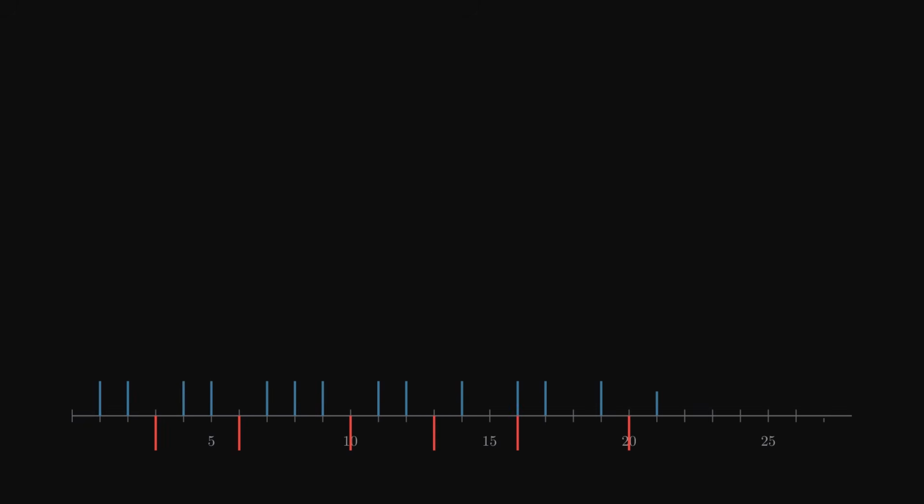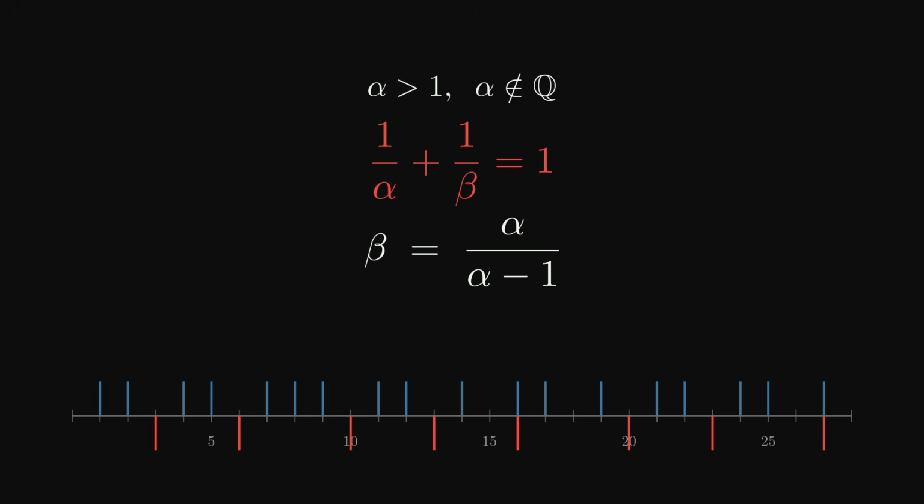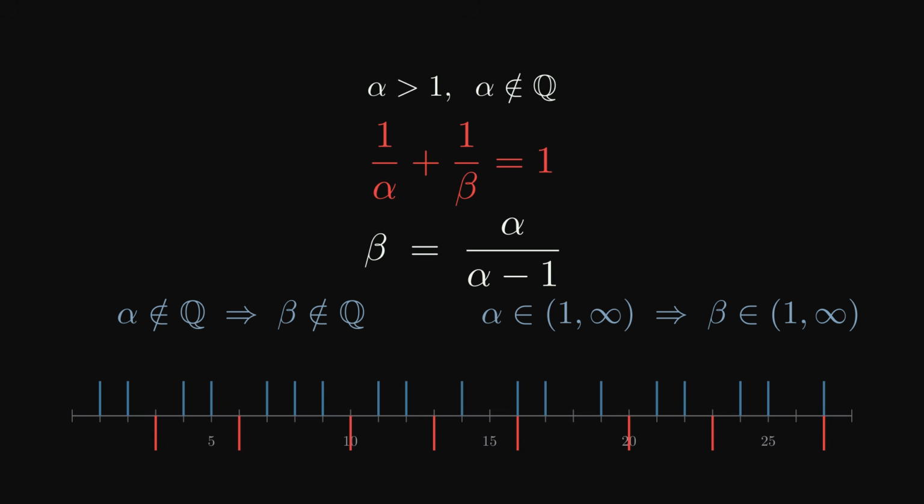Let's be precise about what's happening. Given an irrational number alpha bigger than 1, we define beta by the equation 1 over alpha plus 1 over beta equals 1. This means beta equals alpha divided by alpha minus 1. If alpha is irrational, beta is also irrational. If alpha is between 1 and infinity, beta is also between 1 and infinity. The relationship is symmetric. If you start with beta and compute the corresponding partner, you get back alpha.